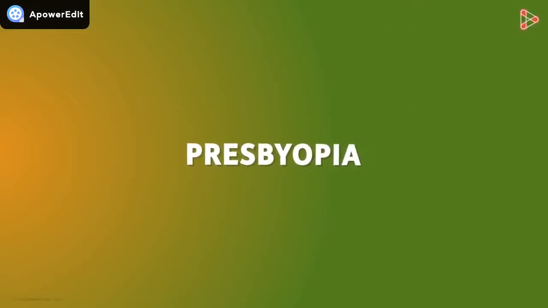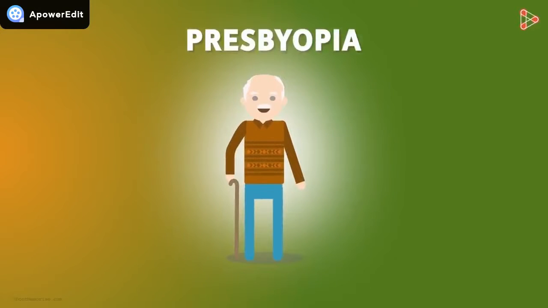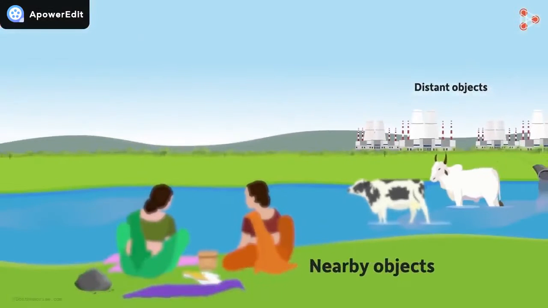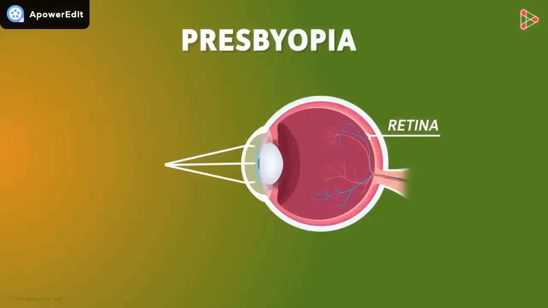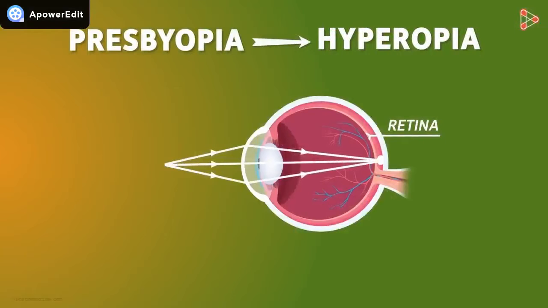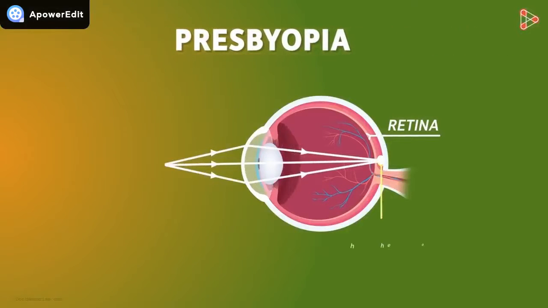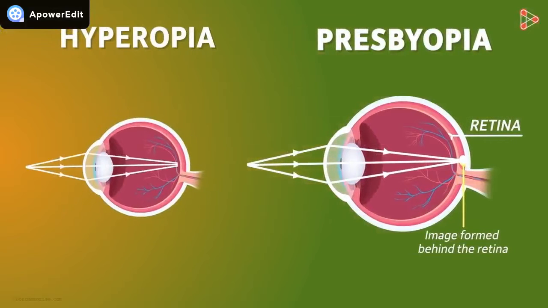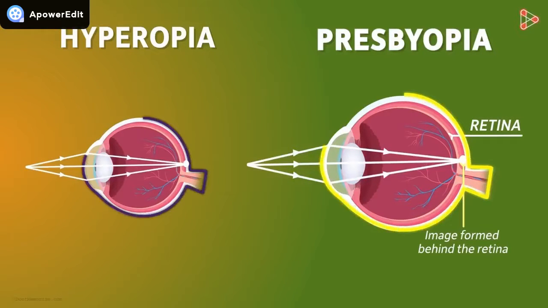Another eye defect I want to discuss is presbyopia. This is a condition of the eye commonly found in senior citizens. In this eye condition, distant objects are clearly visible, but nearer objects appear blurry. Yes, you probably guessed that presbyopia is similar to hyperopia. Here as well, the light gets focused behind the retina. However, unlike hyperopia, it does not occur due to a shortened eyeball.